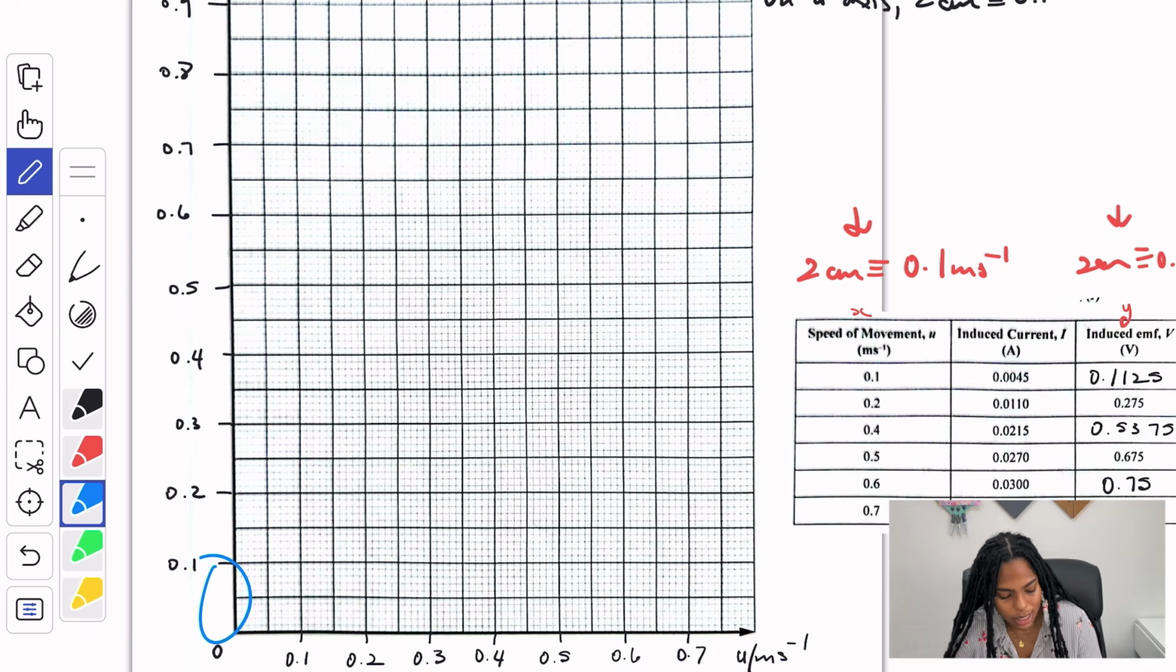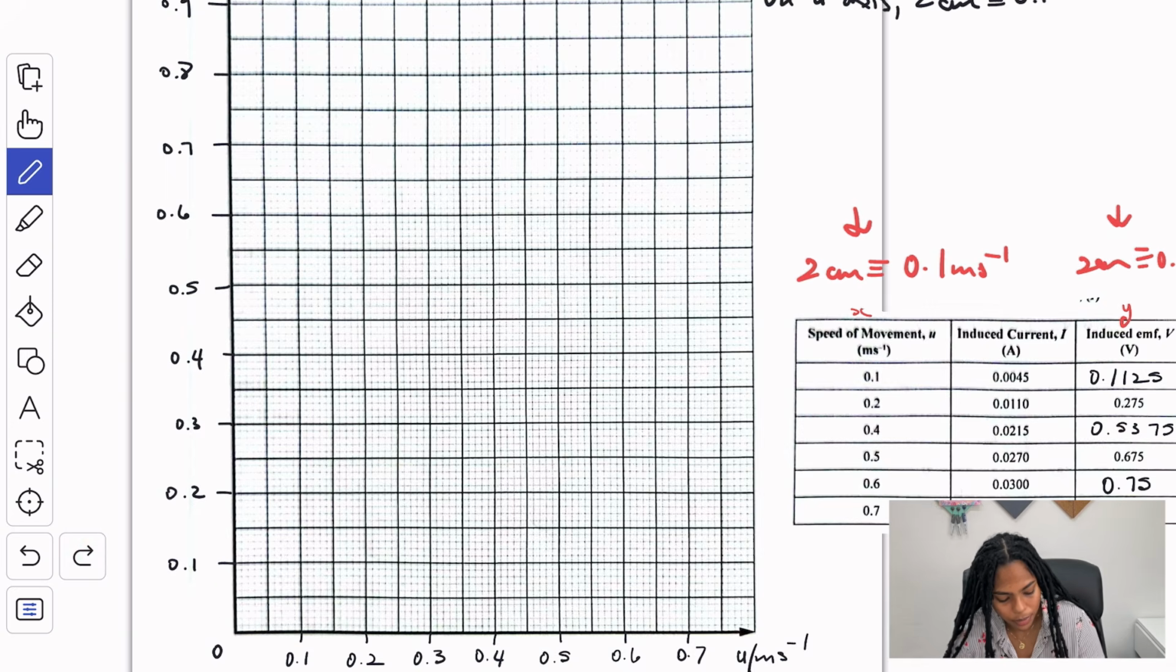And then because I use the same scale here, I know that it's going to be exactly the same thing. So from here to here is 0.1. So 0.1 divided by the 10 tiny spaces gives me 0.01. So each tiny box is 0.01.